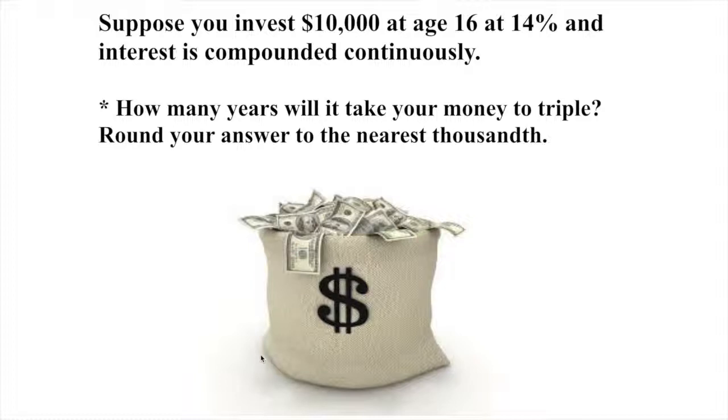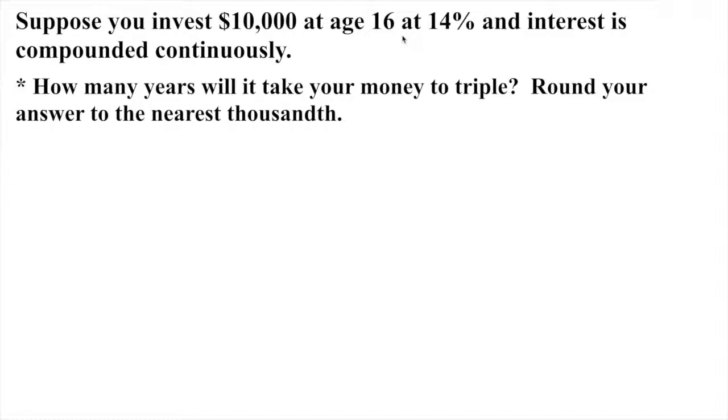Okay, these are going to be key components of what we're going to do. Triple, we have to know what triple means. Triple would mean 3 times as much as our original amount. So if our original amount was $10,000, triple would be $30,000. Okay, that's going to be key. All right, so let's look at this one.